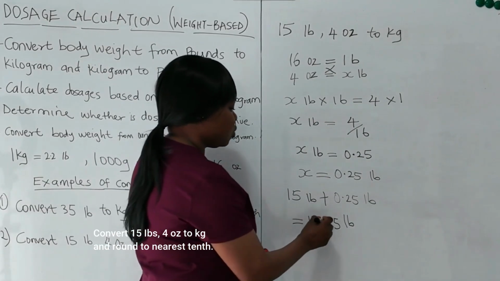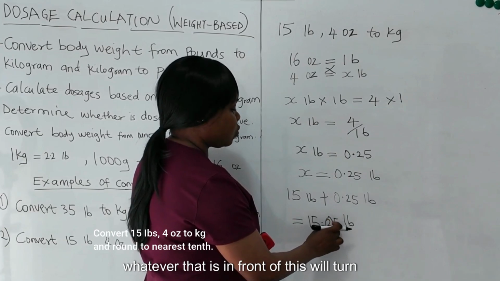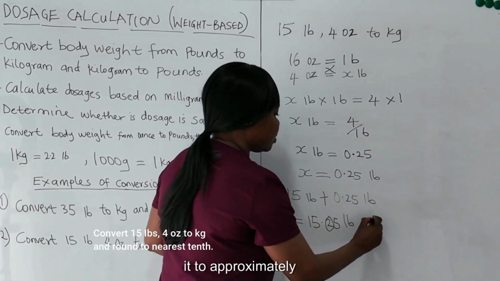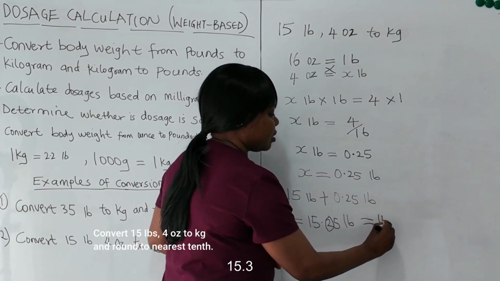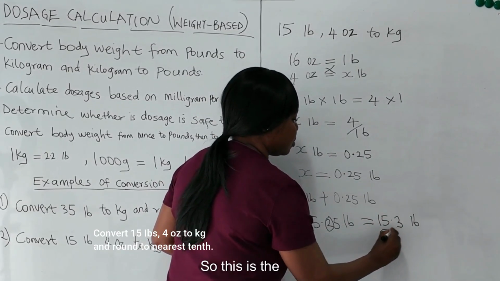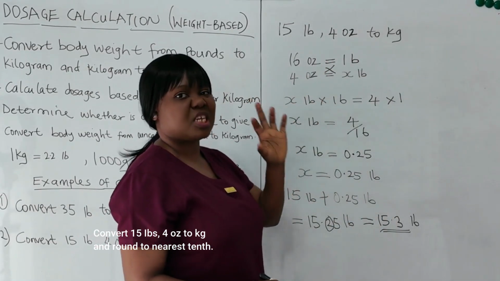So now we can round up. If we round to the nearest tenth, whatever is in front of this, we'll turn it to 1 because this is up to 5 already. So it is approximately 15.3 pounds. So this is the weight in pounds, but our final destination is kilogram.